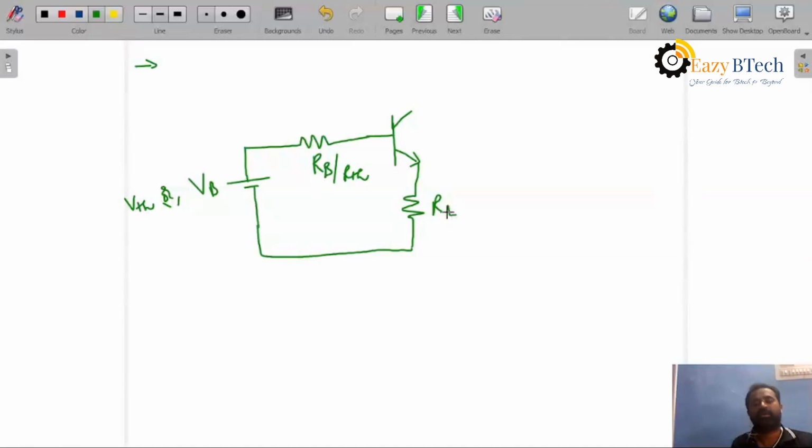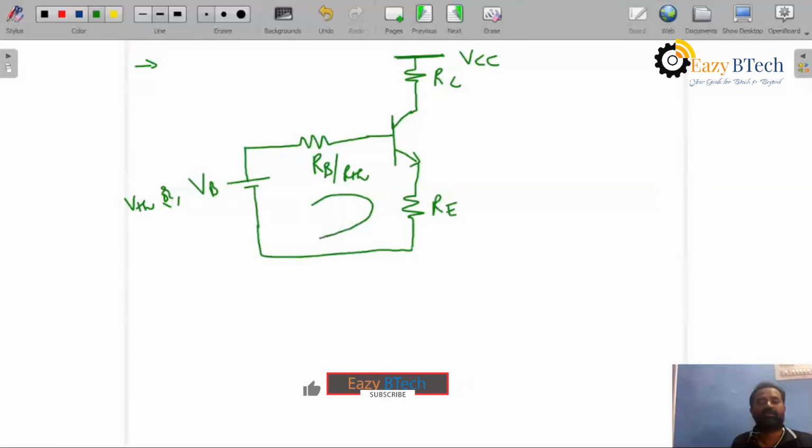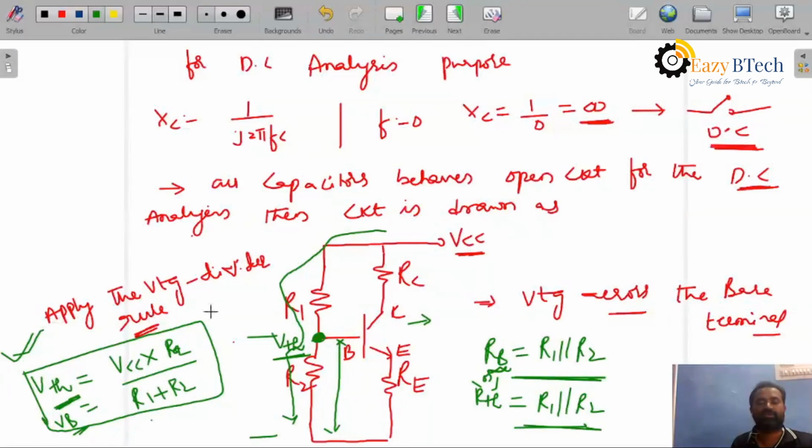This is RE and this is RC, and the voltage here is VCC, in a loop, and in this the current is IB. Okay students, in the previous lecture we have already seen what the threshold voltage, or Thevenin's voltage, VB, and RB are.